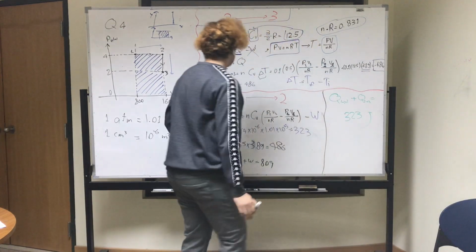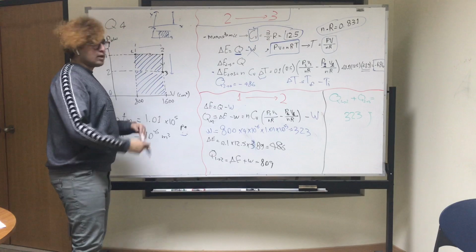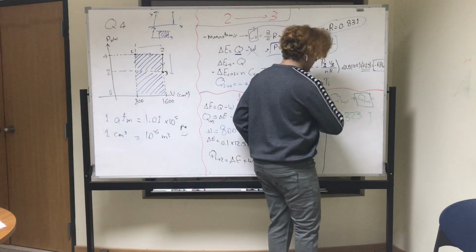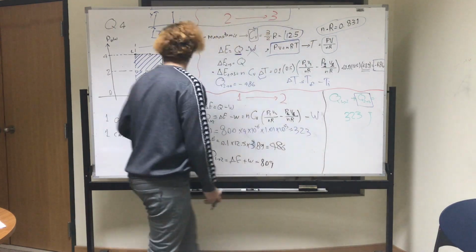And this value is equal to our heat exchange in the process from 2 to 3. So we have solved half of the question. We have solved this part. And now we're interested in solving this part, the heat exchange in the process from 1 to 2.